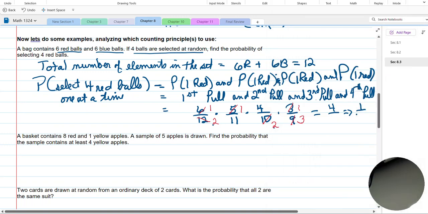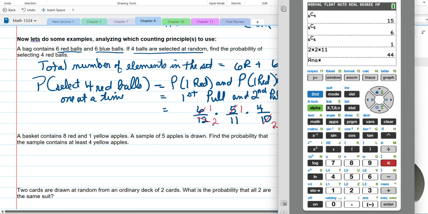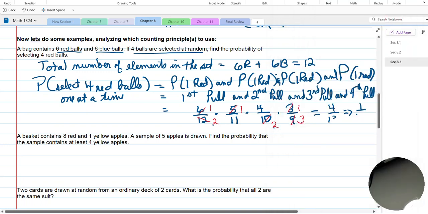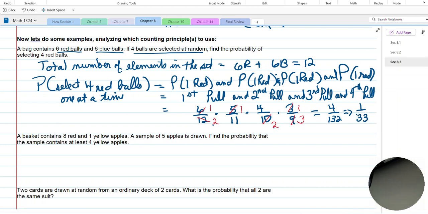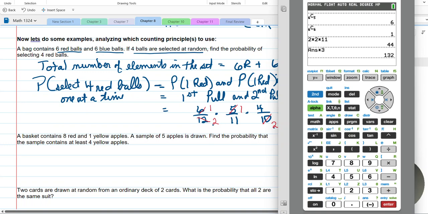And I have another number missing, 3,132, sorry about that. So if I divide by 4, I'm going to get 3, 1 out of 33. There it is. That's my answer. Thank you. And you can just stick it in the calculator, which I should have done. And I'll show you how to do that.